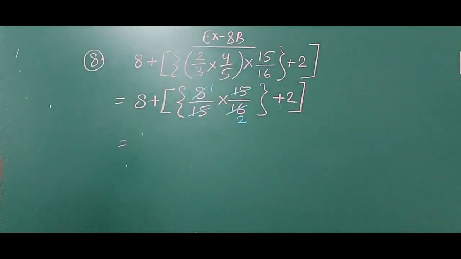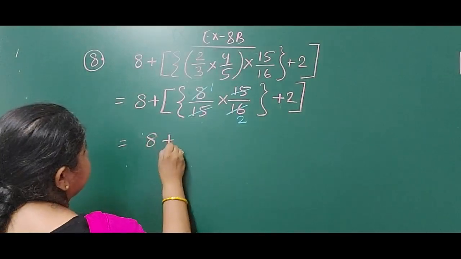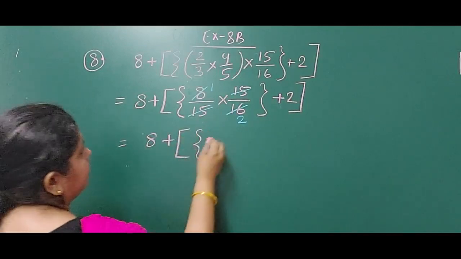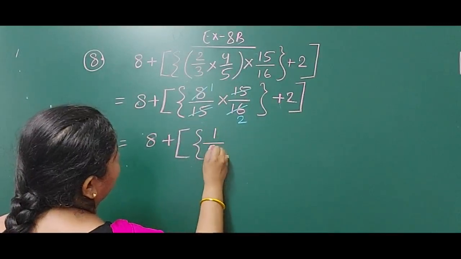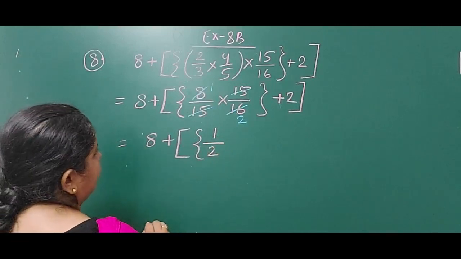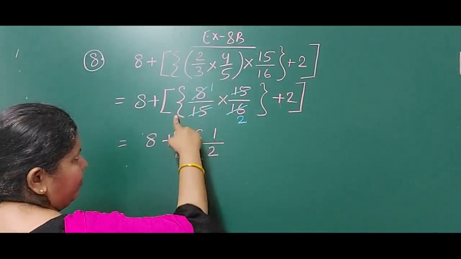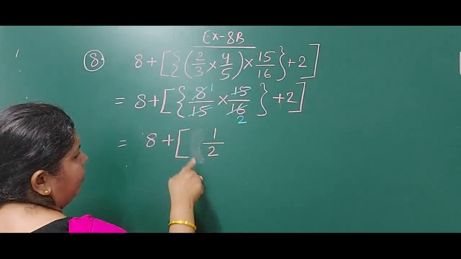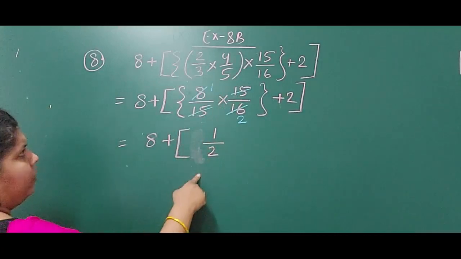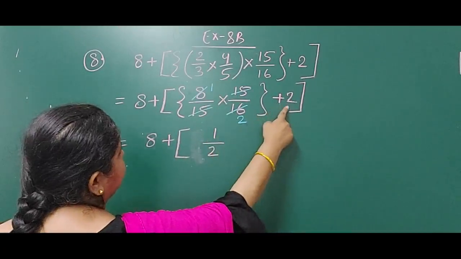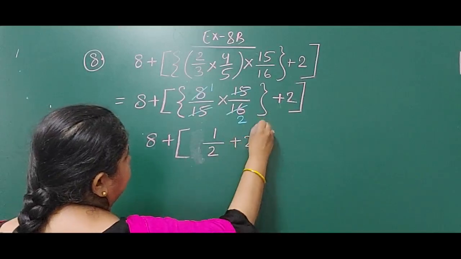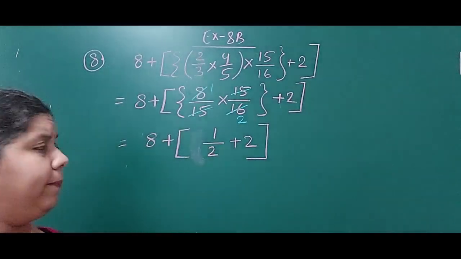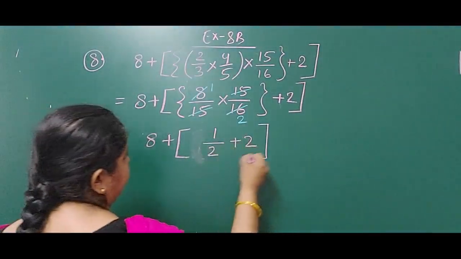So after that what did we get? 8 plus, inside the curly bracket you have 1 by 2. Actually you can remove the curly bracket also, because we have already solved this part. So you can remove the curly bracket at this point of time. So 1 by 2, and here outside you can see plus 2 is there. Gradually, as we are solving, we are removing the brackets. Now you have to solve this part.